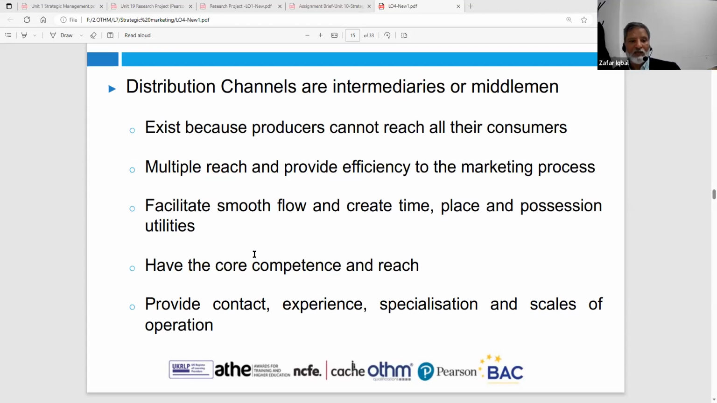So these distribution channels do provide contacts. They have experience, they do specialize, and they have scales of operation so that they can act as intermediaries. They exist because producers cannot reach all their consumers. Producers can't reach everybody all the time, very quickly and efficiently, and therefore it's very important that sellers use these distribution channels to access the market, to access the customers, consumers. Okay.